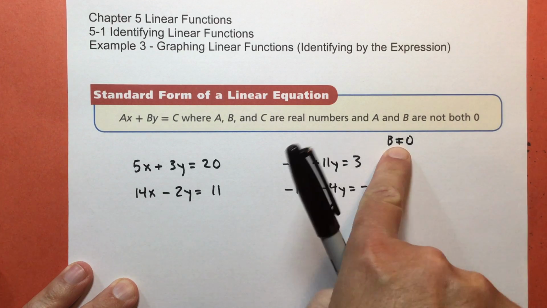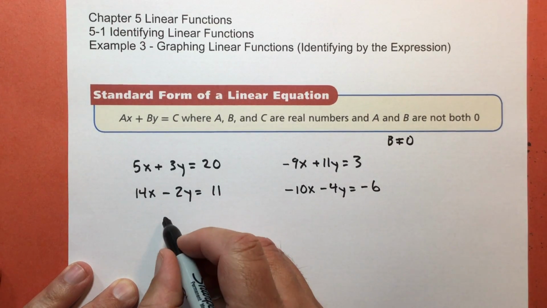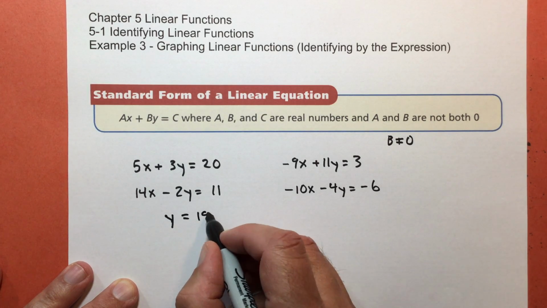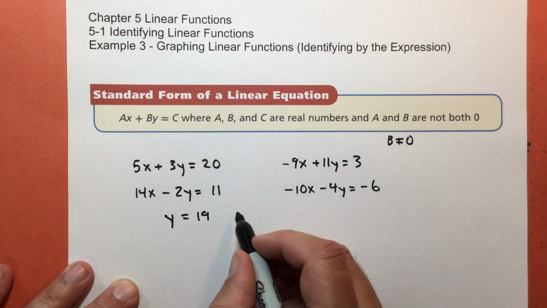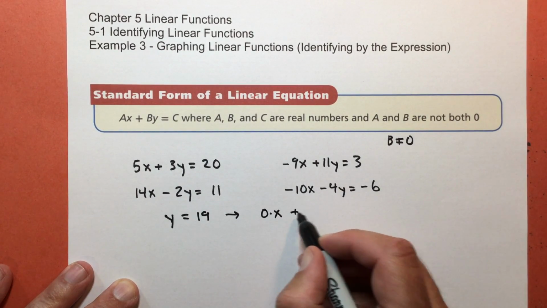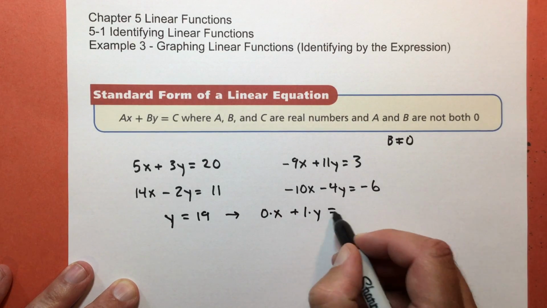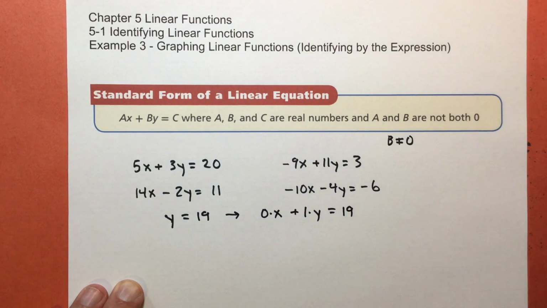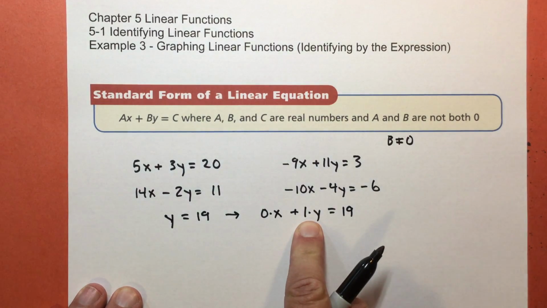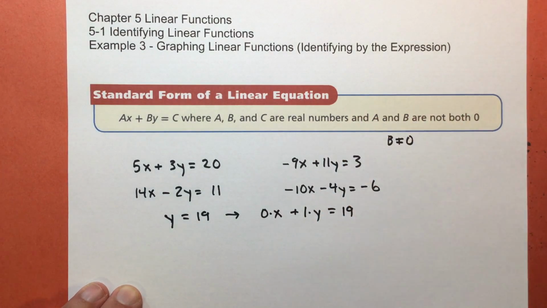To talk about this B cannot equal 0, you can also have y equals 19. And that would be the same as if I wrote 0 times x plus 1 times y equals 19. So you can have this part equal to 0, but you can't have that part equal to 0. I'm not sure why they wrote it that way. Okay?